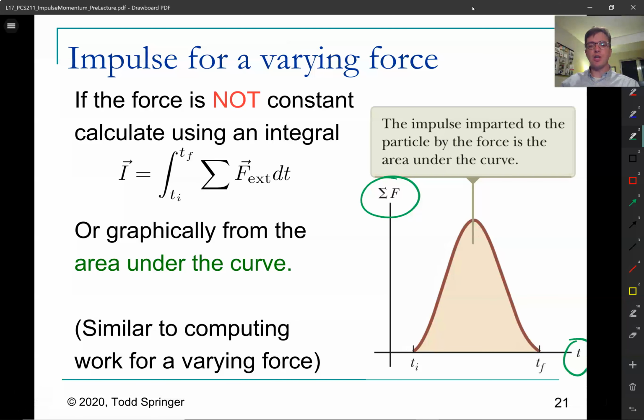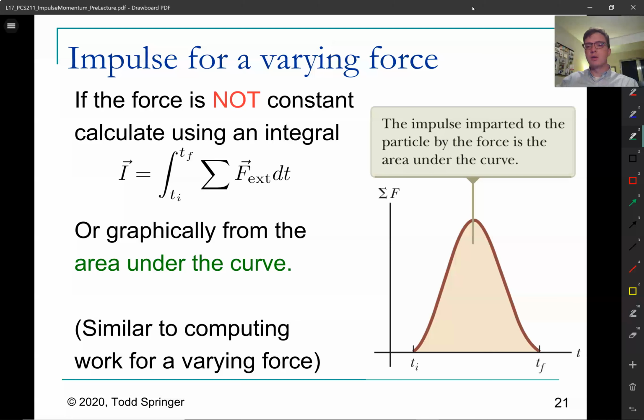How do I calculate the change in momentum? I need the area underneath that curve. So the total area under that curve will correspond to the impulse applied to the object, and that will be equal to the change in momentum. It's the same idea as calculating the work done for a varying force.